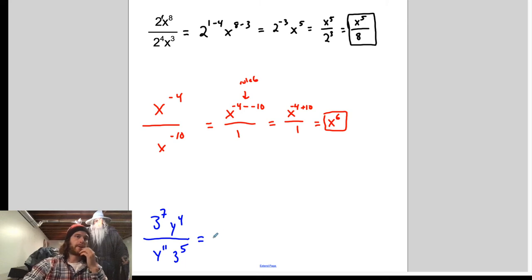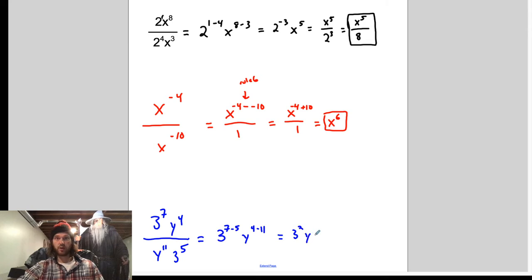Okay? Here we go. All right, it doesn't matter the order that we multiply. So, if there are 7 3's in the top and 5 3's in the bottom, it doesn't matter which side. You can just swap them with y to the 11th or y to the 4th or whatever you want to do. So basically, we can just start with our 3. I always start with my number. So 3 to the 7, top minus bottom, 7 minus 5, y to the 4 minus 11 is going to give us 3 squared, y to the negative 7th.